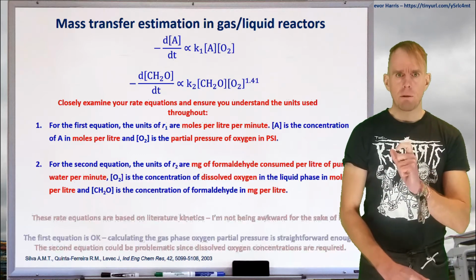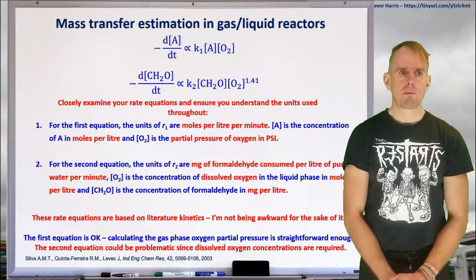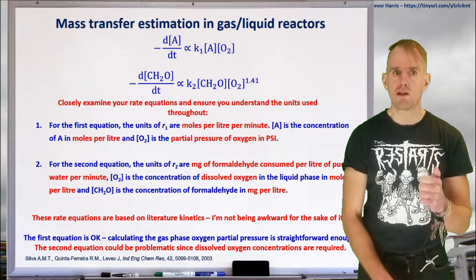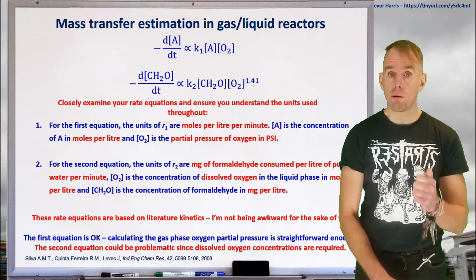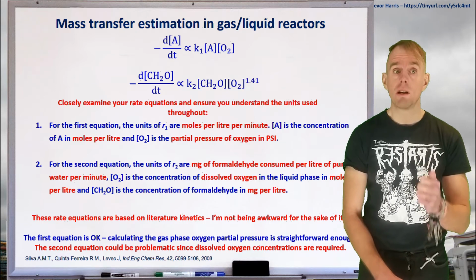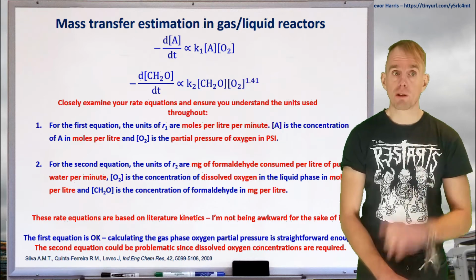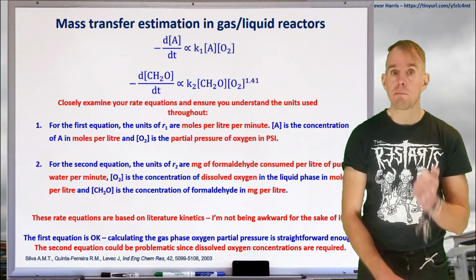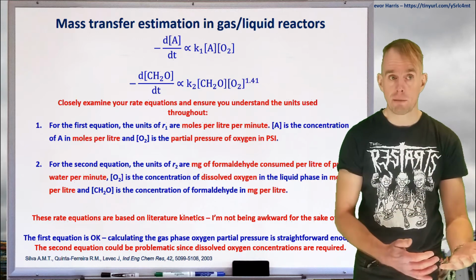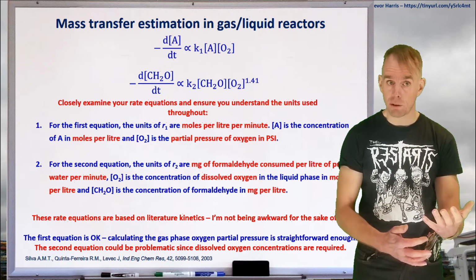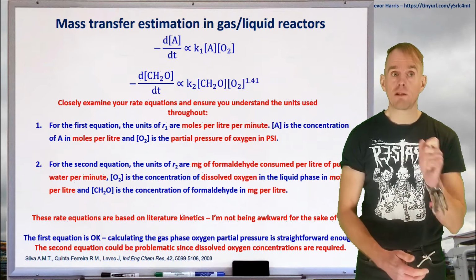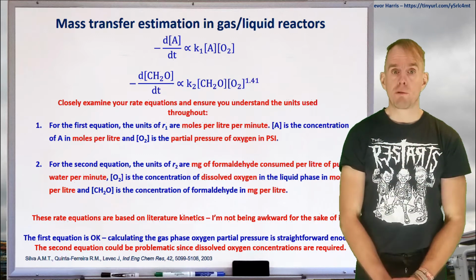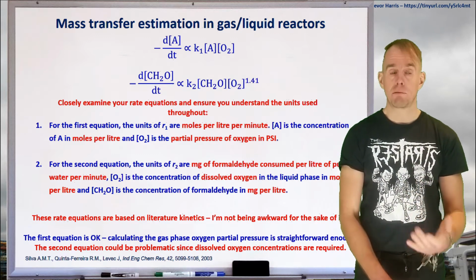Let's look carefully now at the formaldehyde oxidation reaction. The overall reaction units are milligrams of formaldehyde consumed per litre of pure water, not solution, pure water, per minute. We've got an oxygen concentration term now, and that is now the dissolved oxygen concentration in a liquid phase in moles per litre. It's not the partial pressure in pounds per square inch, as was in the first equation. It's in a dissolved oxygen phase in moles per litre. And you've got your concentration of formaldehyde now in mass terms in milligrams per litre.